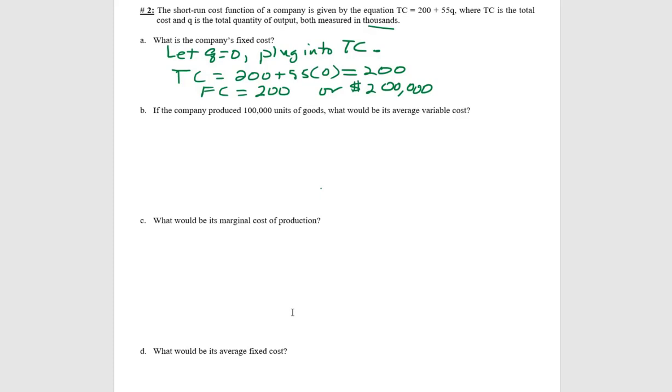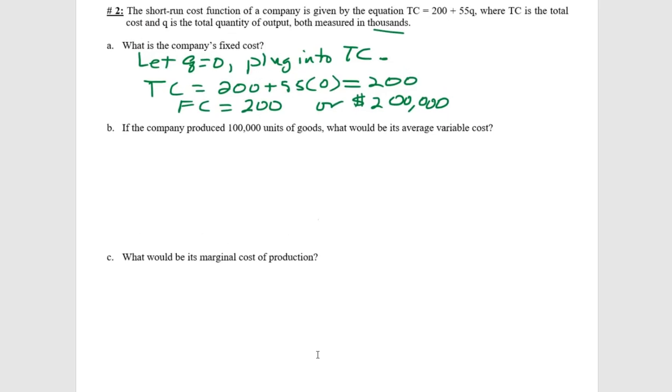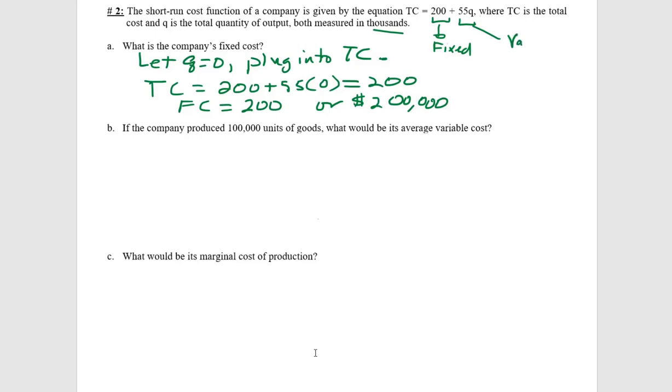The other way to look at this is to zoom in carefully at our total cost function. Our total cost function has a constant and a piece that's actually determined by how much quantity is produced. If we think about this very literally, this part is fixed. So that's our fixed cost. This part has a variable in it. It's determined by the quantity of output. So this part has to be our variable costs.